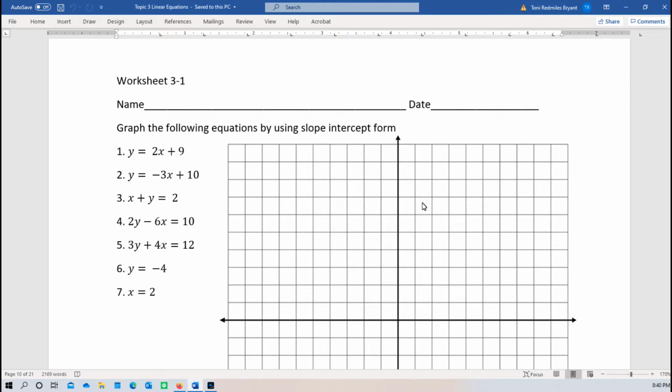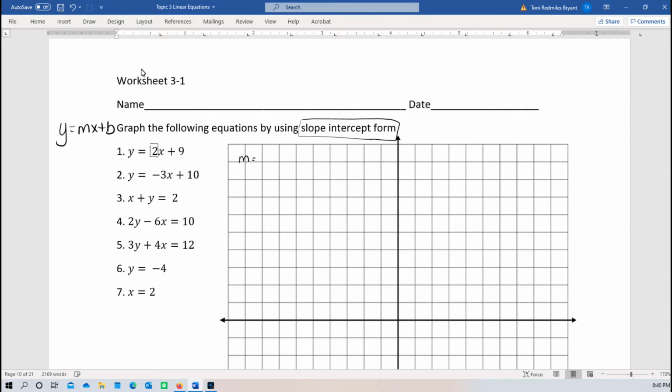In this one, we're using slope-intercept form to graph, which means we're looking for where we begin when we graph and how we move. All right, so we're using this form. Everything has to be in this form to be able to do the slope-intercept form of graphing. So in this first one, it's already in the slope-intercept form, and we see what our slope is.